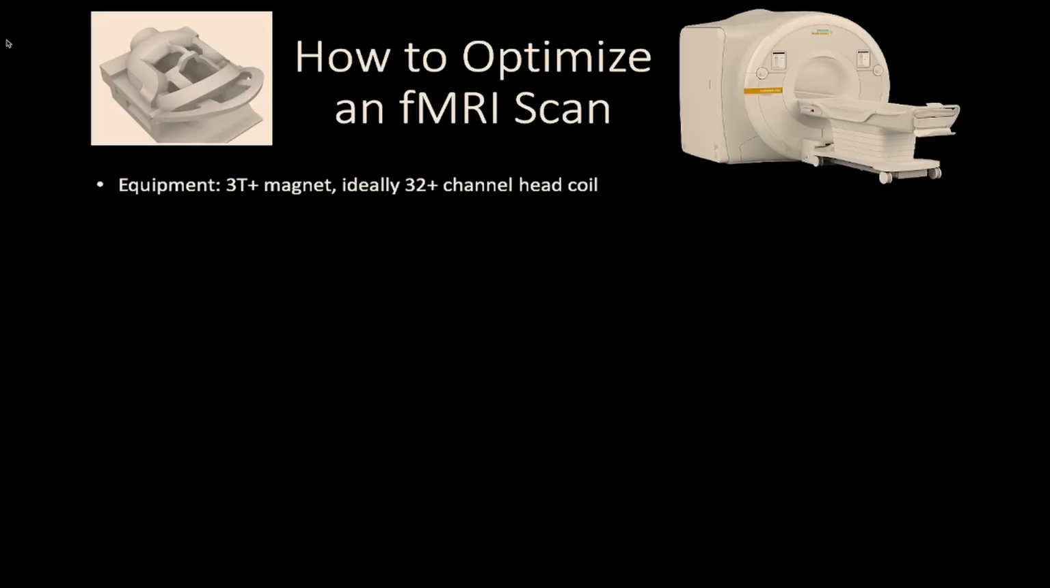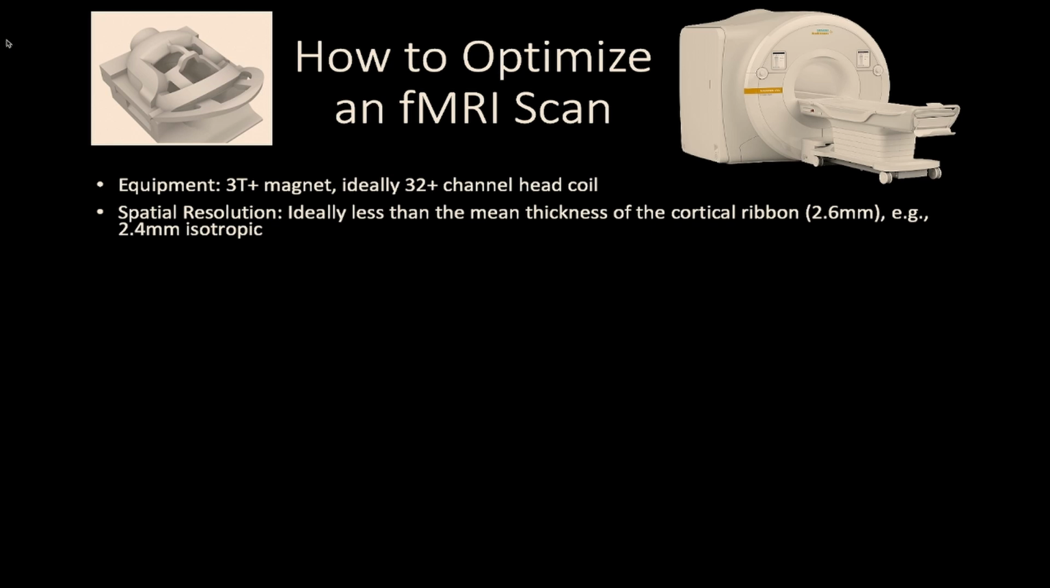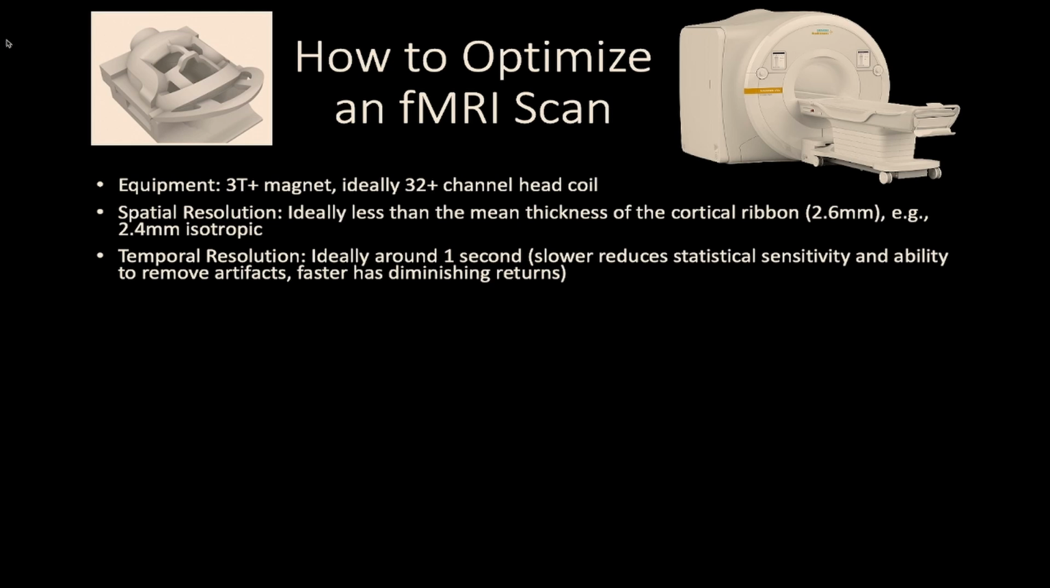So optimizing an fMRI scan, you want to have a 3T magnet or higher field strength, and a 32-channel head coil or better. Spatial resolution, again, 2.4 isotropic is a nice place for fMRI. Temporal resolution, around a second. Going slower is going to reduce your statistical sensitivity and your ability to remove artifacts, but going a lot faster actually has diminishing returns. So again, we've sort of backed off a little bit from what we've done in the HCP to a little bit less spatial resolution, a little bit less temporal resolution, but more SNR and a little bit more generalizable. So 2.4 isotropic spatial and TR of 1 second.